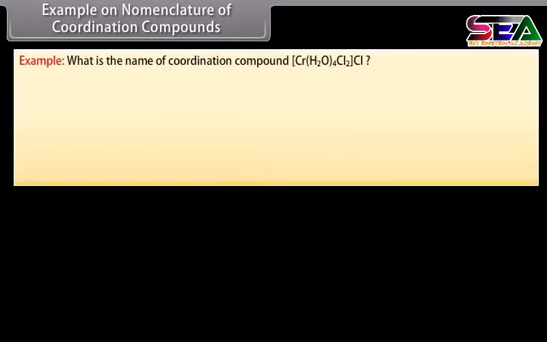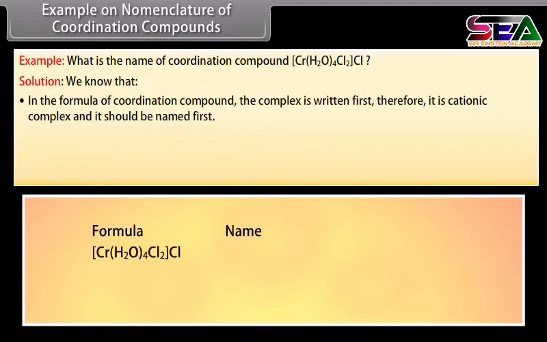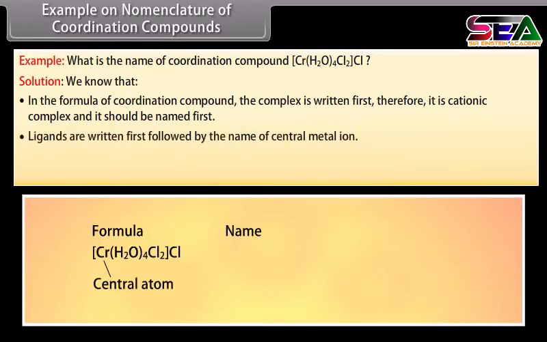Example on nomenclature of coordination compounds. Let's take an example on nomenclature of coordination compounds. What is the name of coordination compound [Cr(H2O)4Cl2]Cl? Let's see the solution. In the formula of coordination compound, the complex is written first, therefore it is cationic complex and it should be named first. As per rules, while naming the complex, ligands are written first followed by the name of central metal ion.